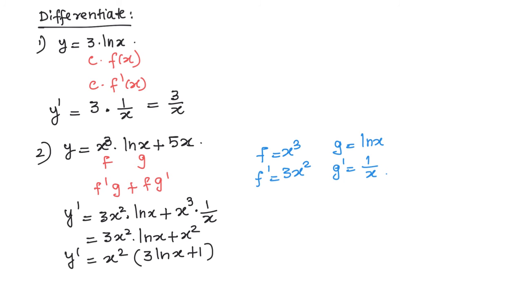X will cancel and you will get x square. X square is the GCF. Factor that out. The other factor will be 3 ln of x plus 1. We are getting 1 here because x square divided by the GCF x square is 1. Oh, I forgot to add the derivative of the other term. So we need to add the derivative of 5x. The derivative of 5x is just 5.